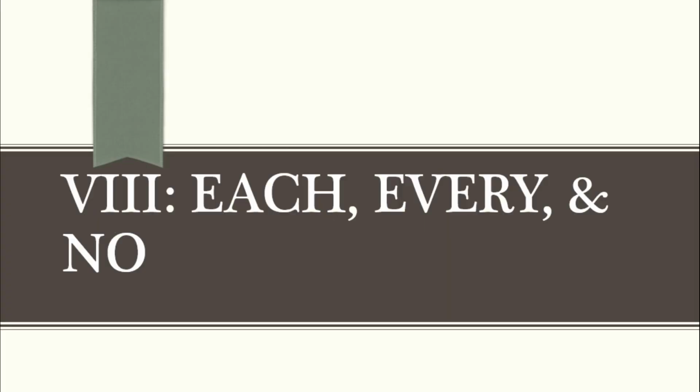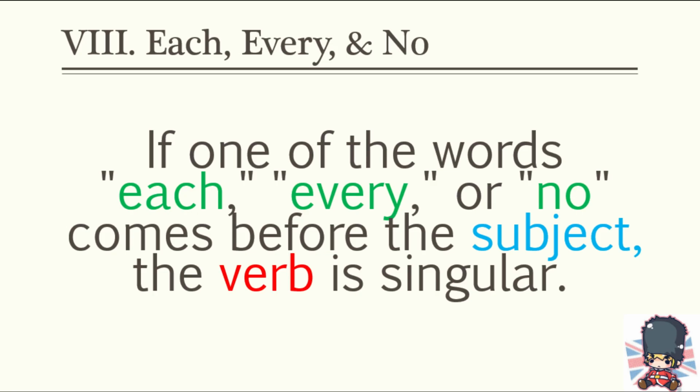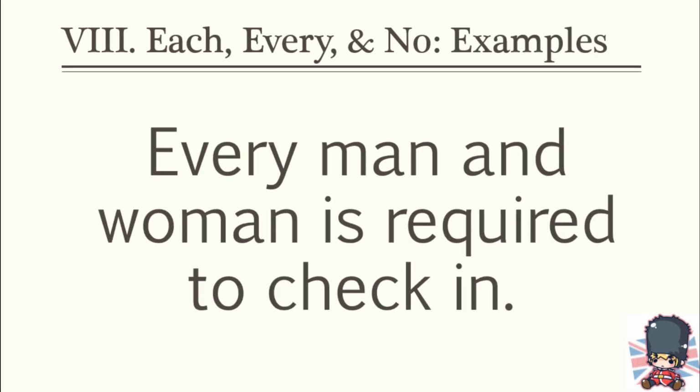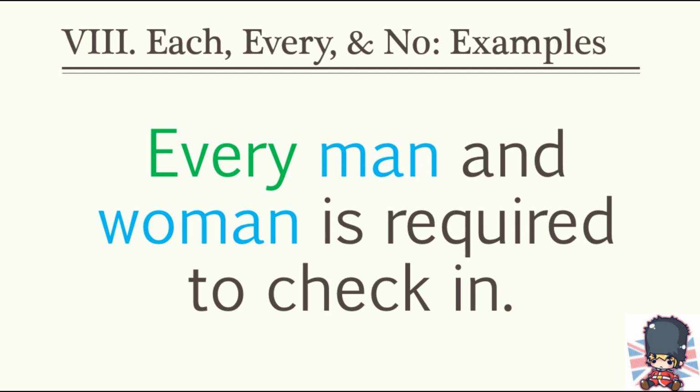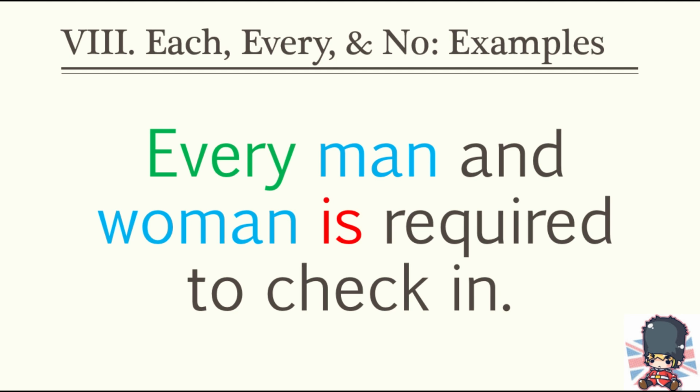And you have to use a singular verb, which is is. Next rule, we have each, every, and no. If one of the words each, every, or no comes before the subject, the verb is singular. For example, we have every man and woman is required to check in. So, highlight ko na yung every at yung man and woman is the subject. Okay, unang tingin, dahil man and woman, that's plural. Kasi diba, sa rule kanina, no. Pag may every ka, automatic yan. Matic na yan, singular yan. So, you have to use a singular verb.